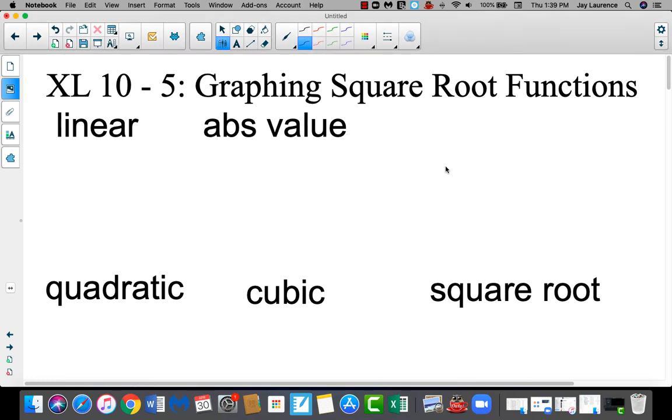Algebra students, Mr. Lawrence here, and we're going to be working on Excel 10.5, which is all about graphing square root functions. Now, before we actually get to it, we're going to take 2 days on this topic. It's not that hard, but I wanted to review really quick the different types of functions we know.